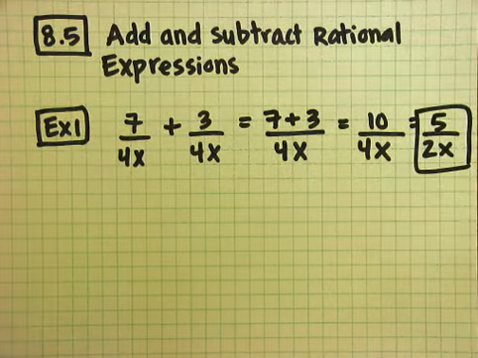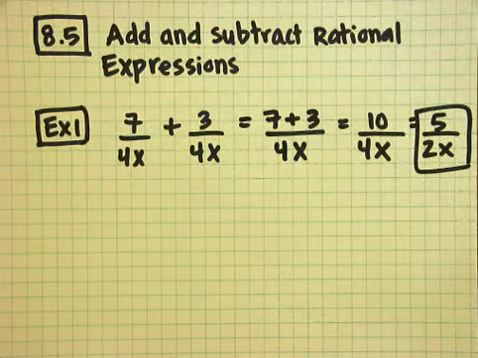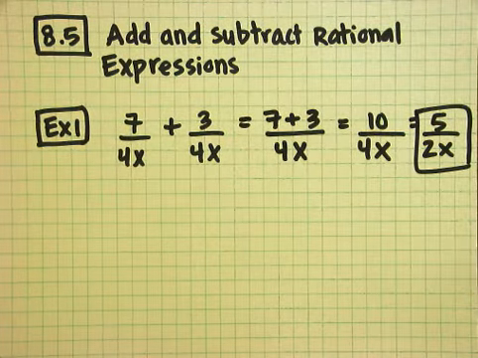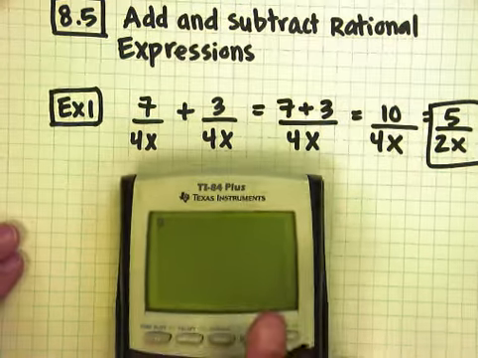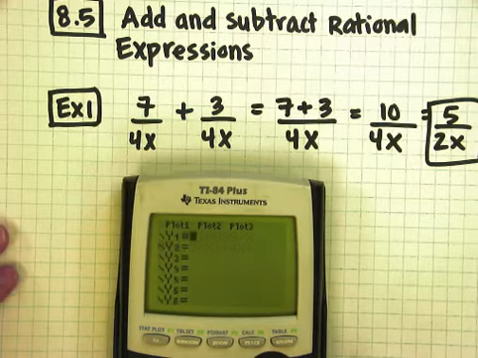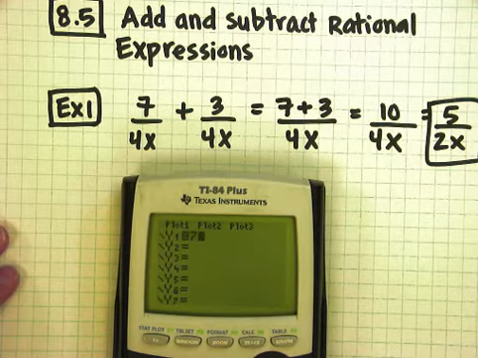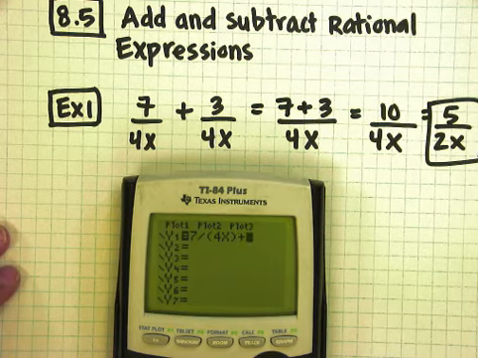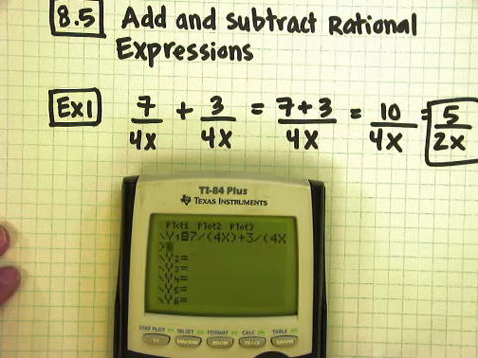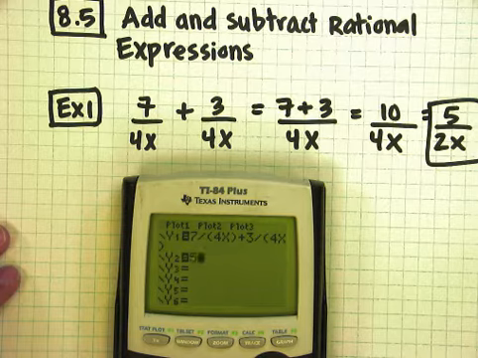Now, if I wanted to verify that the original problem was indeed the same as my final answer, remember you can do that with your graphing calculator by going to your y equals, plugging in the original problem, so 7 divided by, I've got to put parentheses around the 4x, plus 3 divided by 4x. And in my y2, I'm going to put my answer, 5 divided by 2x.